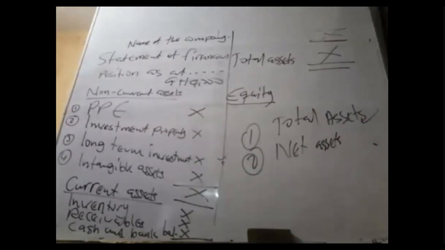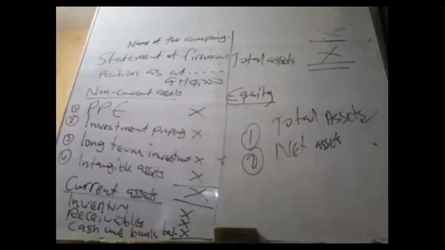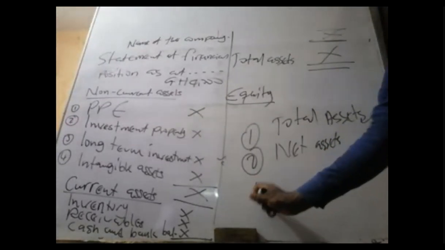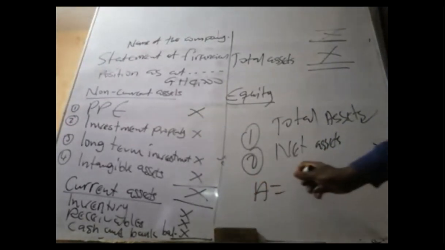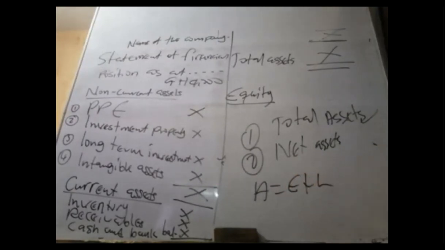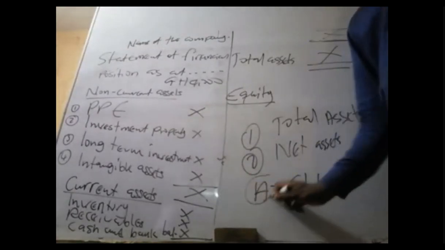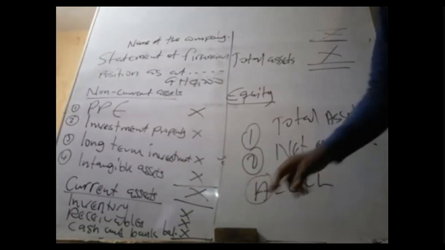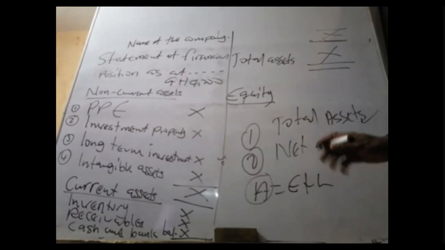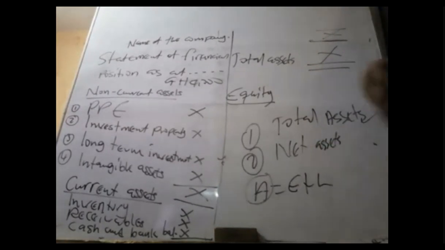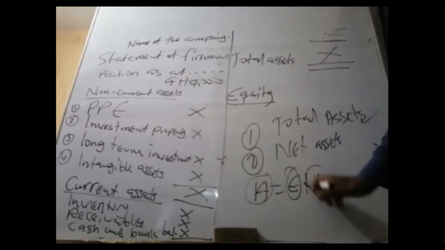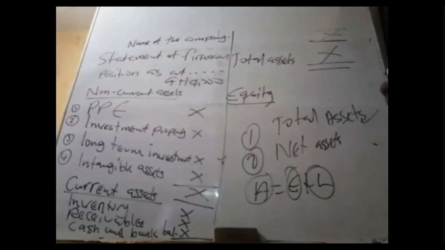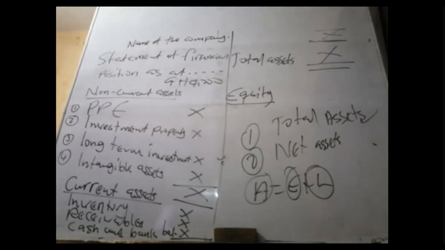When we were doing the conceptual framework, we mentioned something like the accounting equation, where assets are equal to what? Equity plus liabilities. So all assets on one side. Add all the assets, both current and non-current. Then pick equity, add it to all the liabilities, and this answer must be the same.